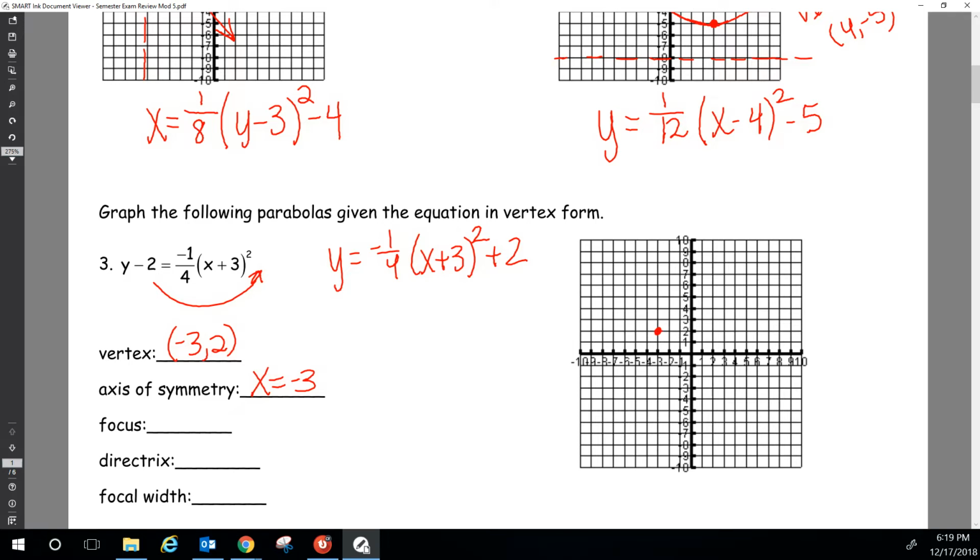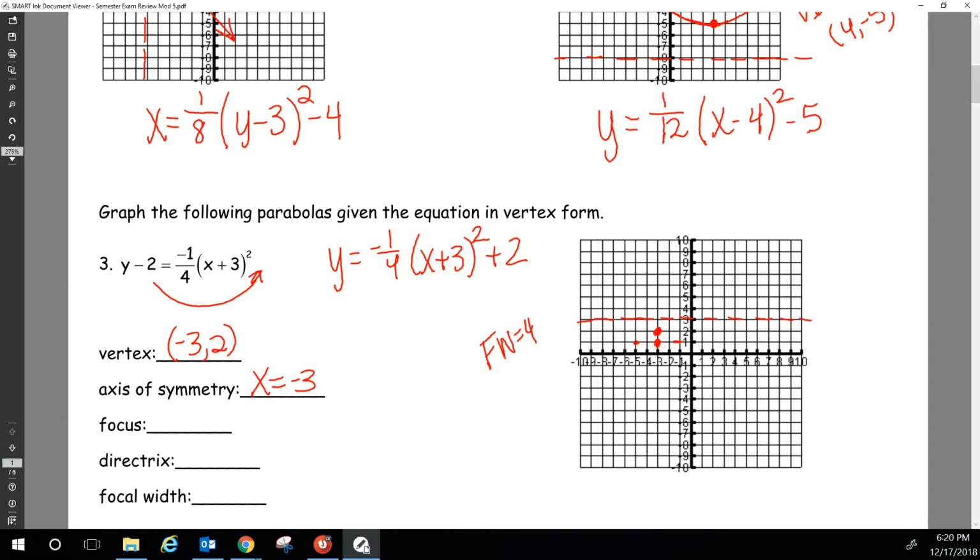Here's my vertex. If my focal width is 4, I know half of that is going to be how much. If my focal width is 4, I know it's going to be 4 across, right? Well, that means the distance between my focus and the parabola would be 2. And half of that distance is what it is from the focus to the vertex, and half of that is from the vertex to the directrix. So let's go through that step process again.